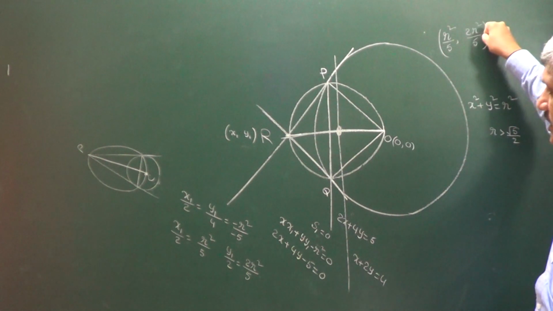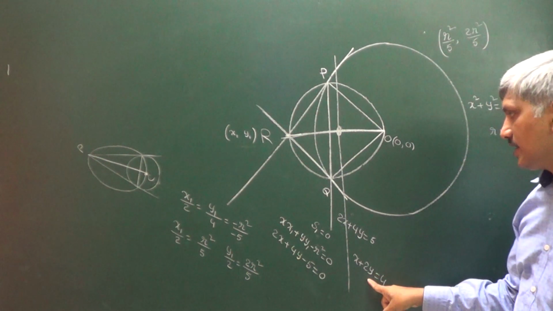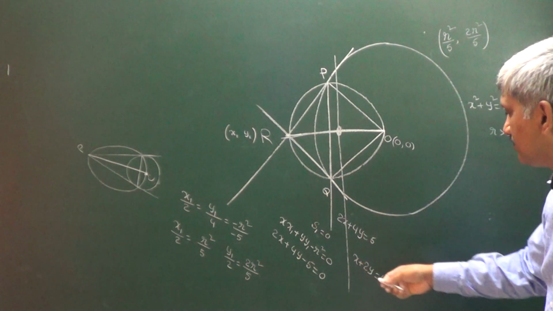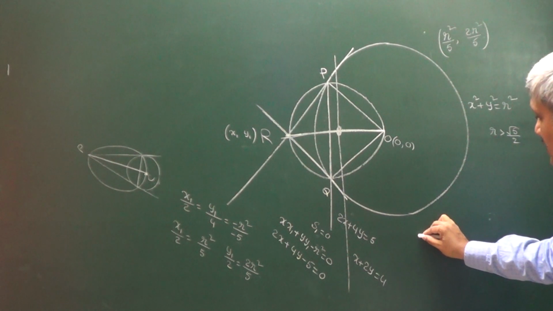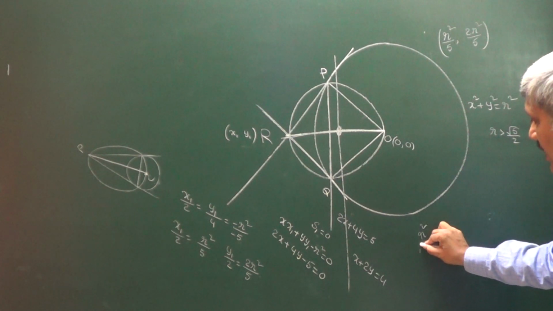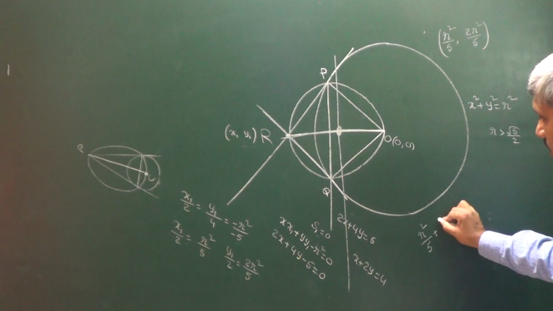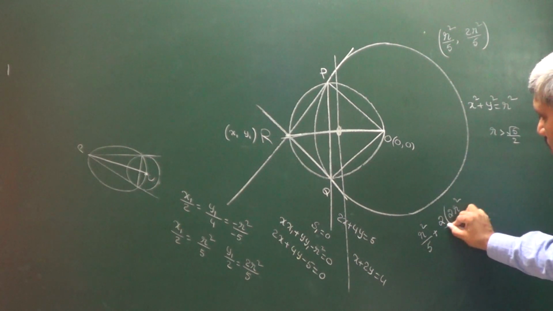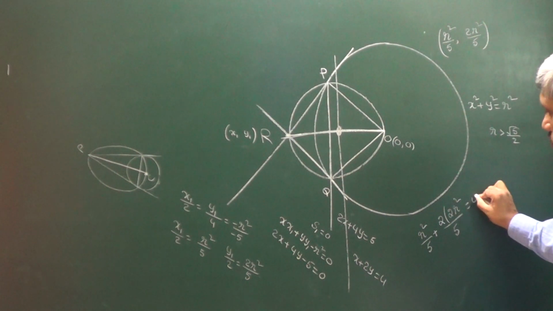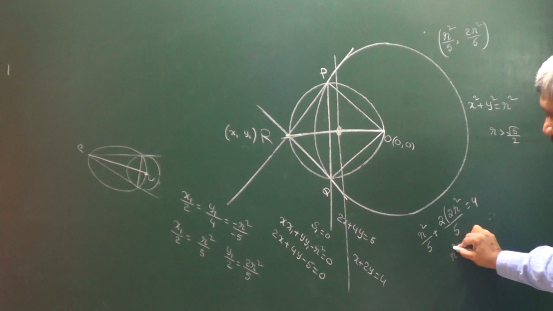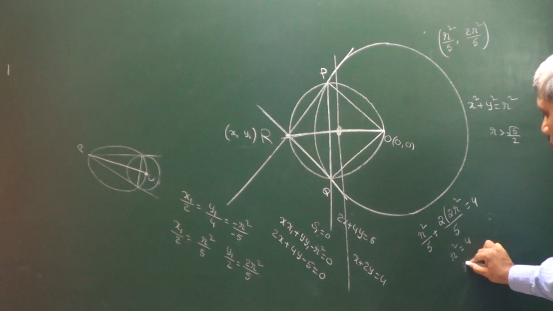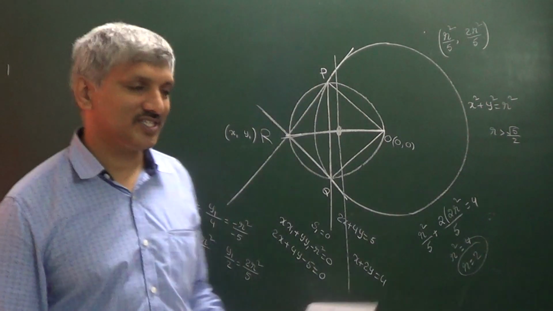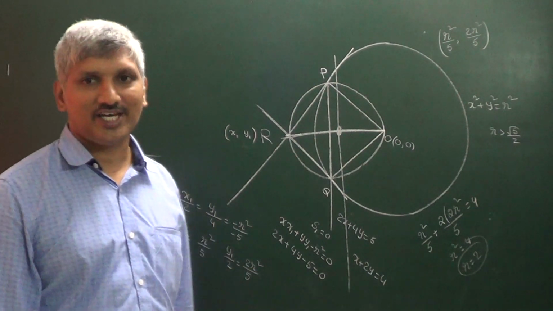This circle center must lie on the line x + 2y = 4. Substitute here. Then what happens? In place of x we write r²/5, plus 2 times, in place of y we write 2r²/5, equals 4. Therefore we get r² = 4, so the radius is 2, right? So that is the question which was given in this year's JEE.